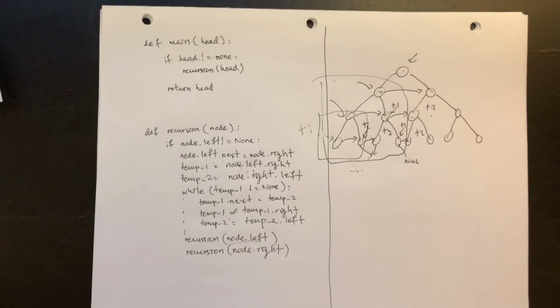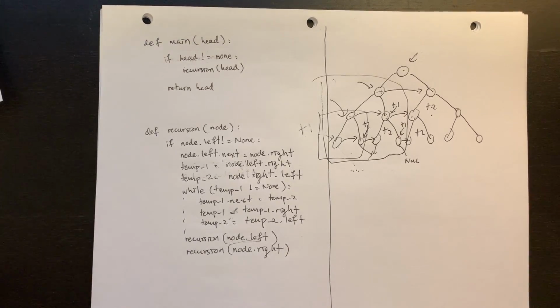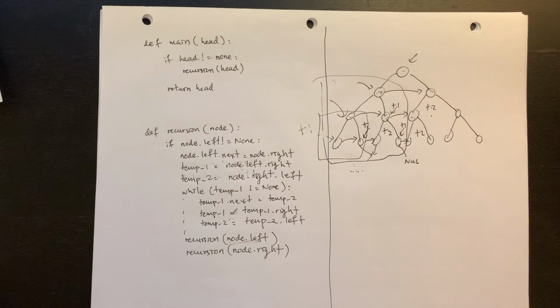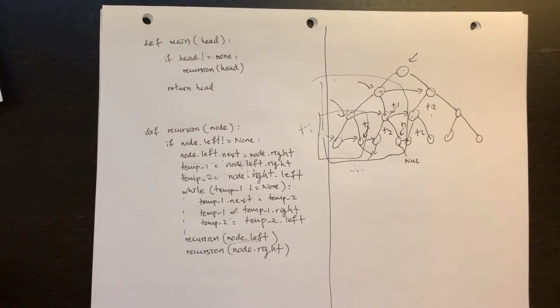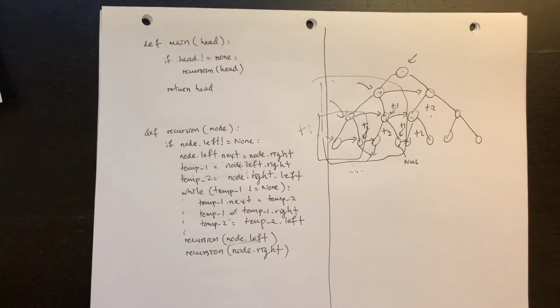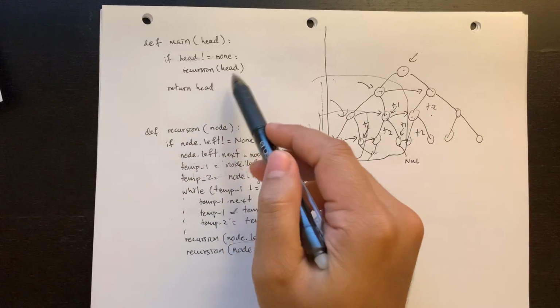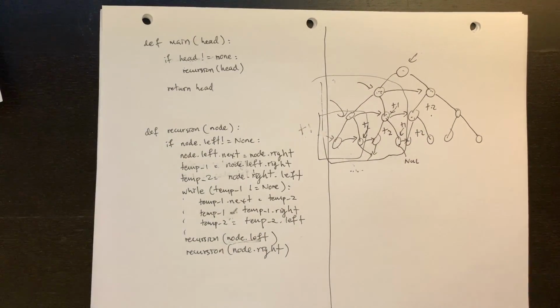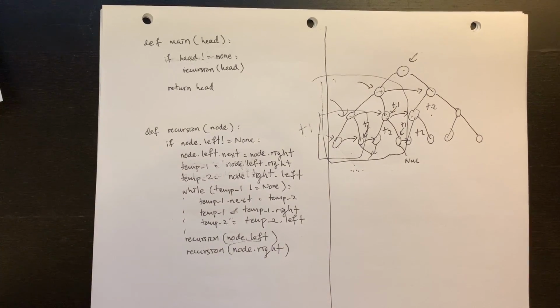Yeah, already tested. Are there any edge cases? I mean, it's a perfect binary tree. If the input is a perfect binary tree, I'm sure that this should work. In the case that the head is none, it just returns none. For a perfect binary tree, the tree must be full, you know. So I guess this is it.